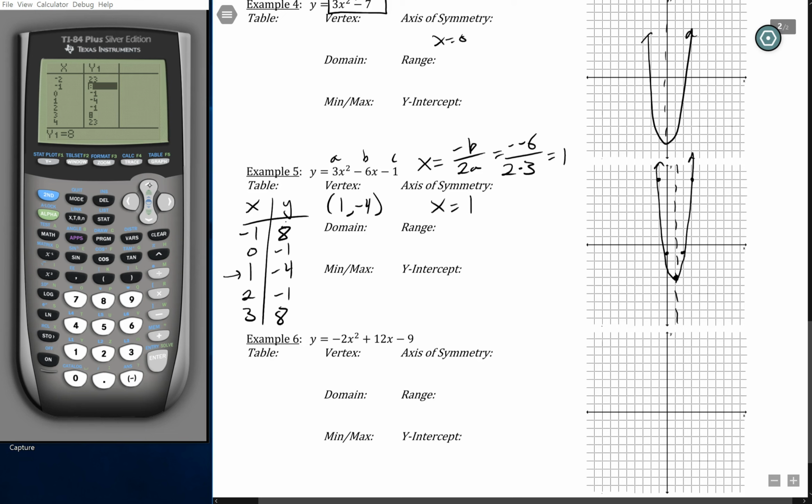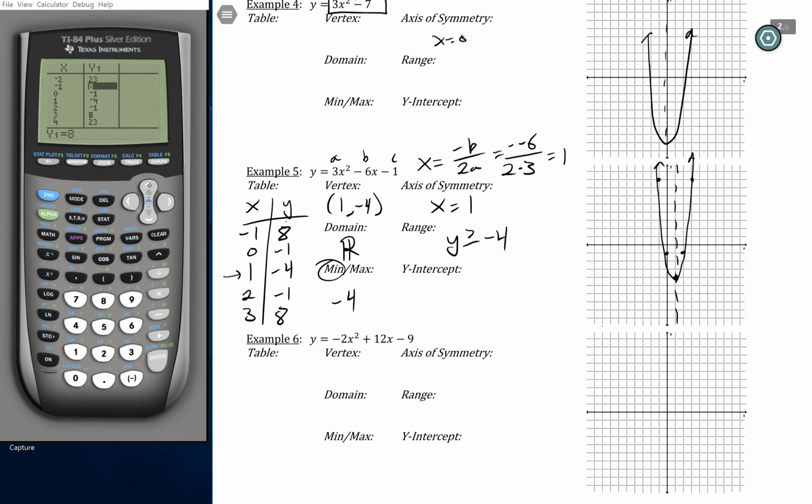Interesting. Domain is still all real numbers because it's always all real numbers. The range, well, it looks like I have a minimum point here of -4, and then the parabola goes up from there. So my range is y is greater than or equal to -4. Because again, -4 is my smallest point, and I'm going up from there.